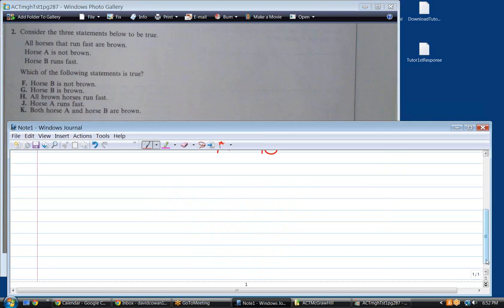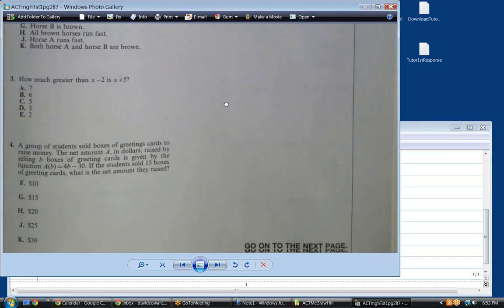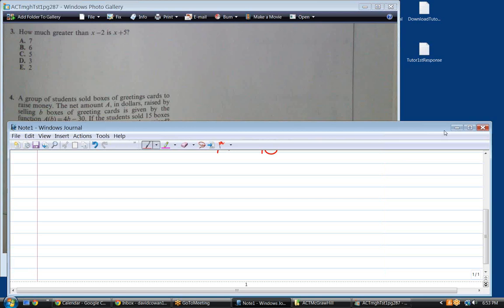All horses that run fast are brown. Horse A is not brown. Horse B runs fast. Which of those statements is true? I mean, F through K, which of those? Only one of them is true. G. Good. Number 3.